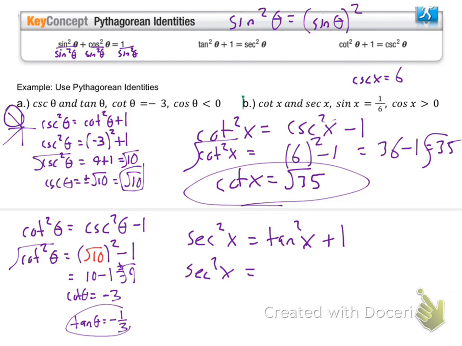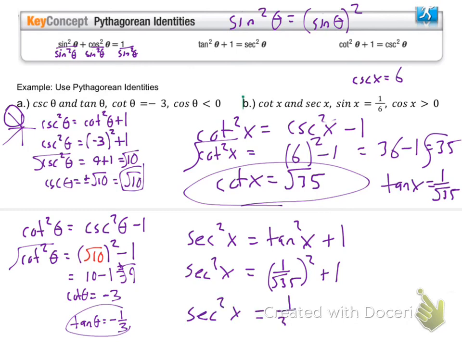Is that okay? So that means that tangent of x is 1 over the square root of 35. So that means this is 1 over the square root of 35 squared plus 1. Or did I do that wrong? I did it right. Okay. How do I square a fraction? Top and bottom. So secant squared x is equal to 1 over 35 plus 1. What's 1? In terms of a common denominator, it'd be 35 over 35, right? So what's 1 plus 35? Oh, 36. It'd be 36 over 35.